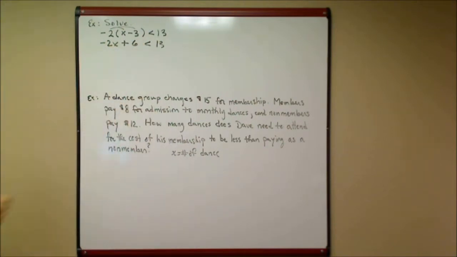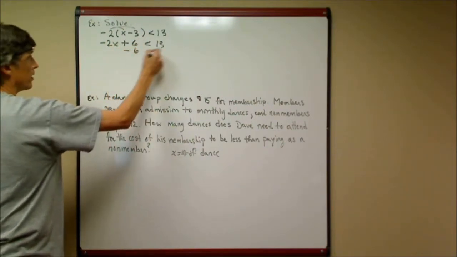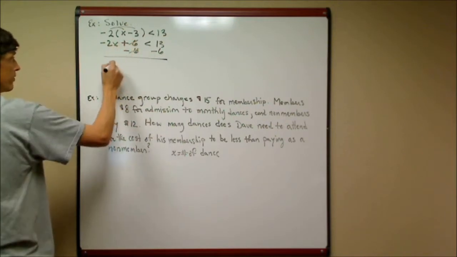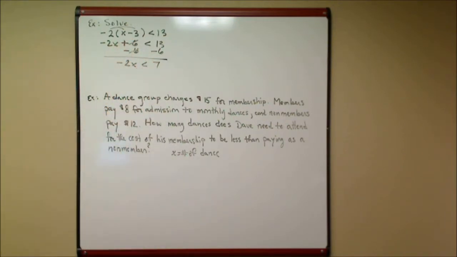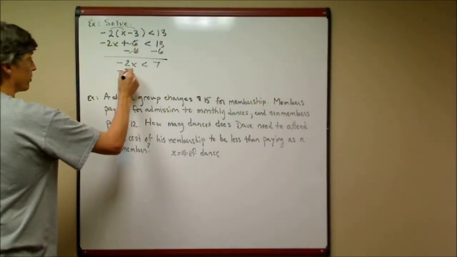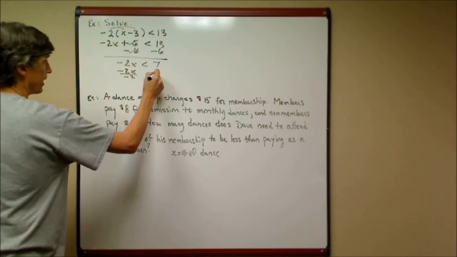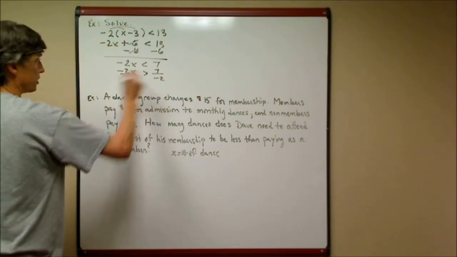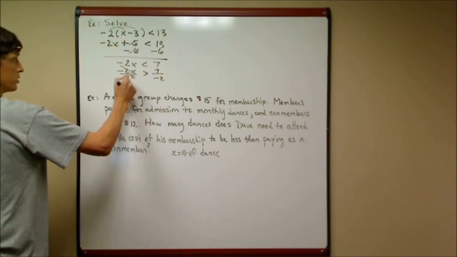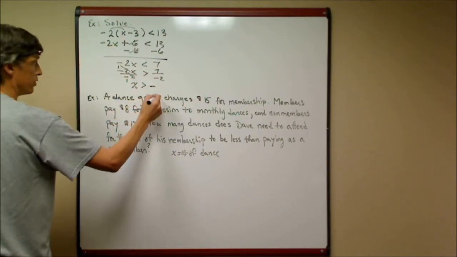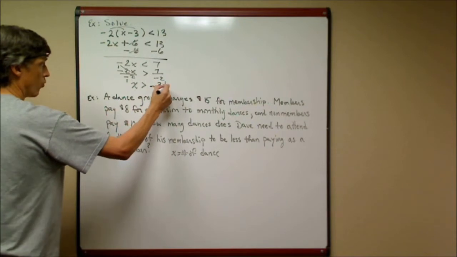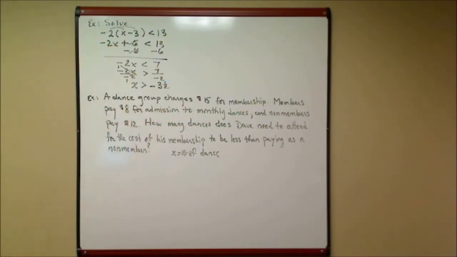Now I'll subtract 6 from both sides. And you can see here that in this case, I am not going to get a whole number. I'm going to get a mixed number of some type here. I'm going to divide both sides by negative 2. Now, because I'm dividing by a negative 2, the order reverses. These cancel as a factor of 1. I get 1x, so x is greater than 7 divided by negative 2. 2 goes into 7 3 1/2 times. x is greater than negative 3 1/2. It does not ask for the graph.